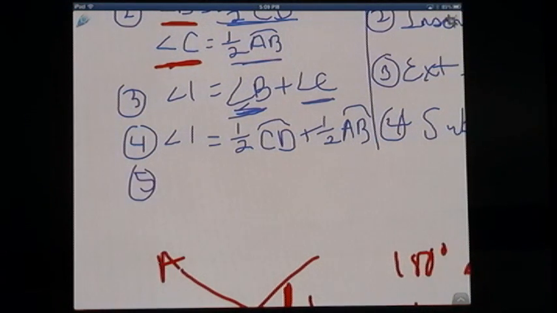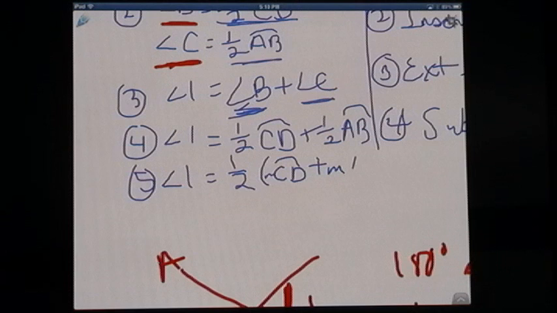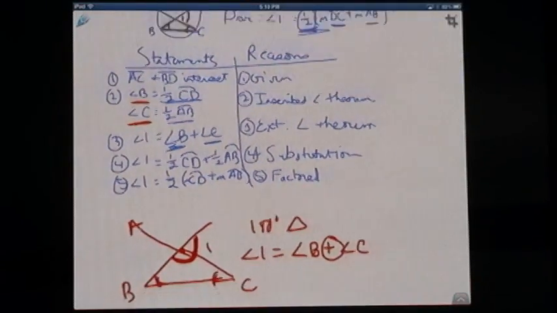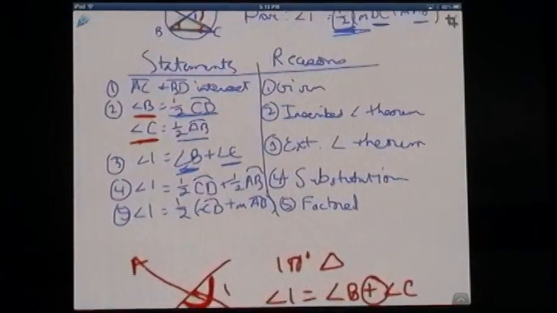Okay, so we're going to factor out the 1/2, or undistribute it, as one very brilliant student said. And that should be 1/2 times the measure of CD plus the measure of AB. And that is undistribution, or factoring. Factored. Okay, so there's your proof.